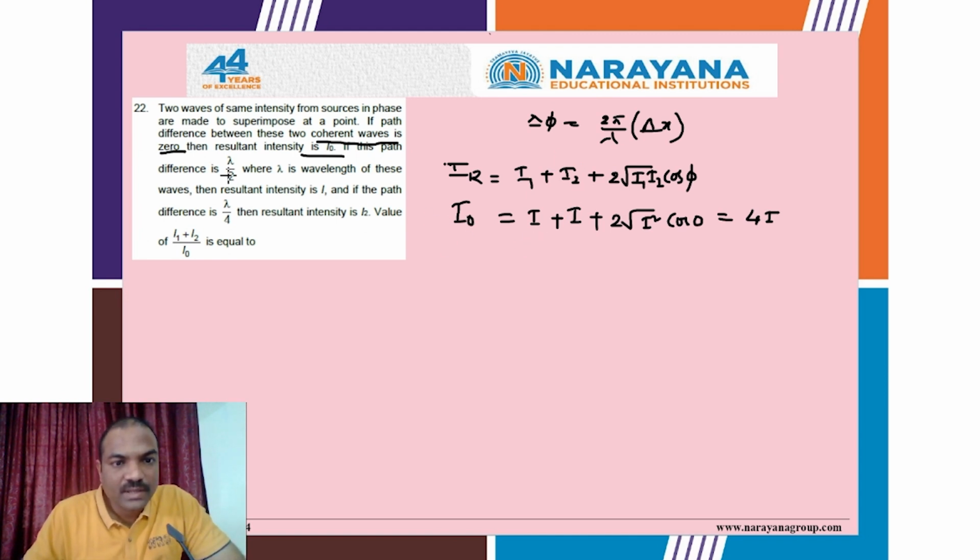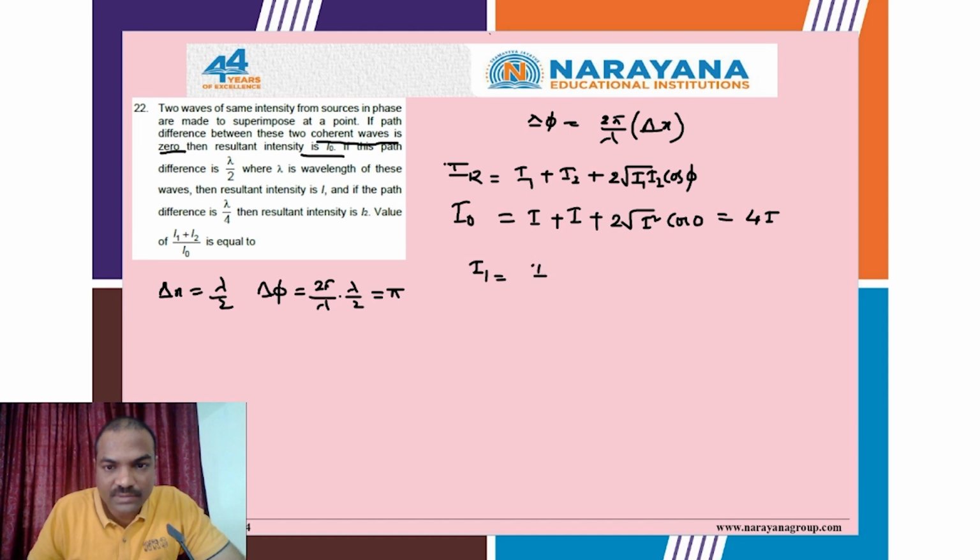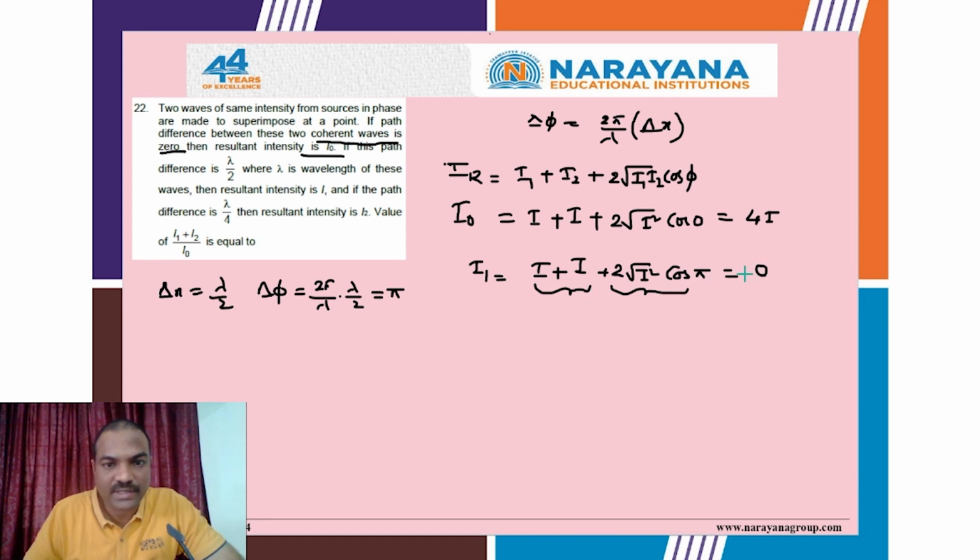Then when path difference is lambda by 2, they are saying the resultant intensity is I1. If delta x is equal to lambda by 2, then what would be the phase difference? Delta phi is equal to 2 pi by lambda into lambda by 2, so you will get pi. Then I1 is equal to I plus I plus 2 root I square cos pi. Cos pi value is minus 1, so this entire value goes to minus 2I and this is plus 2I. All will cancel out and give you 0 intensity.